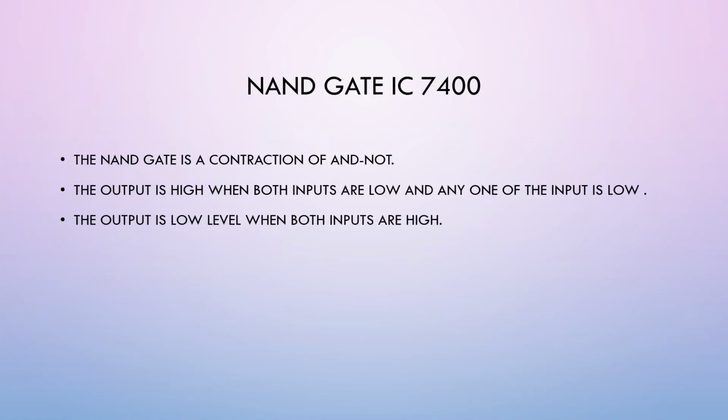Next comes the NAND gate, IC number 7400. The NAND gate is a contraction of AND and NOT. The output is high when any one of the inputs is low. The output is low level when both inputs are high.